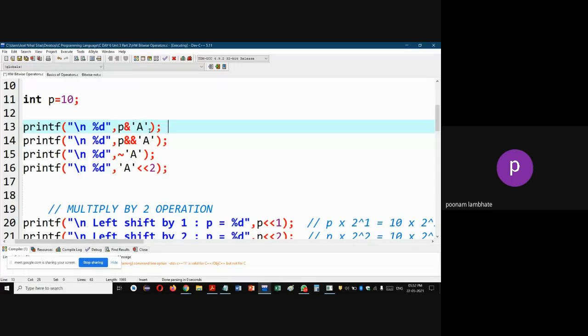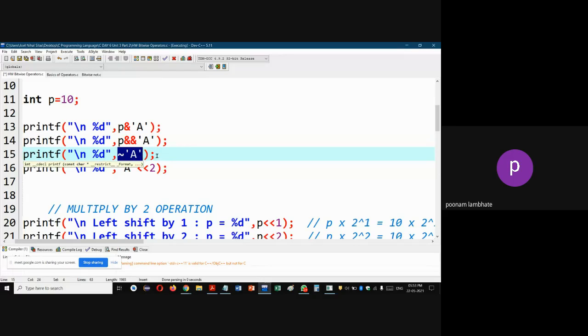So with characters, what will happen? Its ASCII value is considered. Here, logical AND. The ASCII value of A is 65, which is non-zero, so it is true. And P also has 10, which is true. So true and true is true, that is 1.